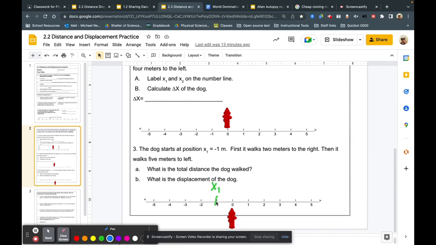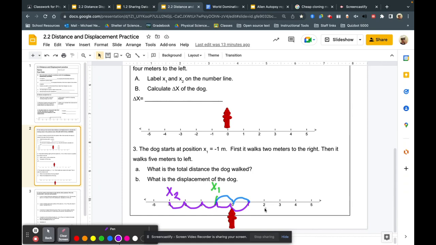First, it walks 2 meters to the right, 1, 2. Then it walks 5 meters to the left, 1, 2, 3, 4, 5. So in this case, now we know that it ended up at negative 4 meters. So we'll label that as x sub 2.